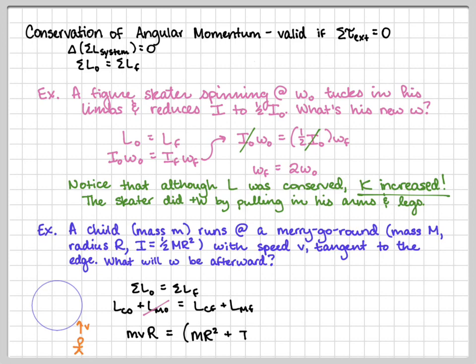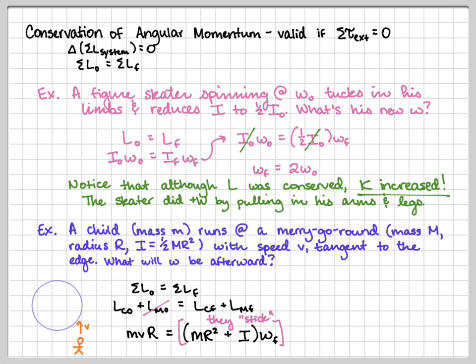The merry-go-round, we can assume, starts at rest. You can see there on the left-hand side, MVR. That is the angular momentum for a point mass that we derived on the first page. Then you can see on the right-hand side there, they stick together. We are treating this as a completely inelastic collision.